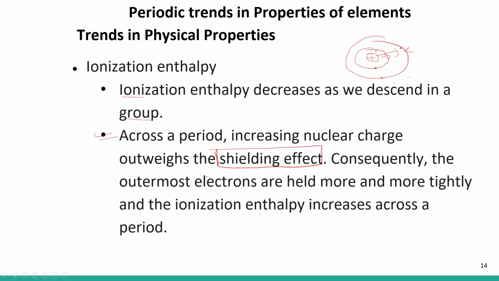Now, due to this shielding effect, this will experience less electrostatic force. But as we move across a period, the nuclear charge outweighs this shielding effect. Why is it so? Because the number of electrons is increasing. So as the number of electrons is increased, this shielding effect is getting reduced because the force of attraction is getting increased due to the increased number of electrons.